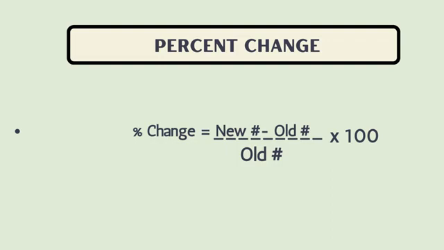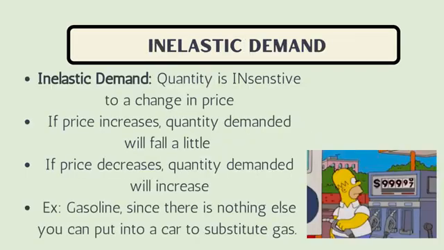In order for you to do that equation, you need to know how to do percent change. Percent change is the new number minus the old number, over the old number, times 100. So inelastic demand is when quantity is insensitive to a change in price. If price increases, quantity demanded will fall a little, and if price decreases, quantity demanded will increase a little. This happens because products that have an inelastic demand have very few substitutes. An example of this would be gasoline, because there aren't any substitutes to a car, and you will need gasoline for the car to work.